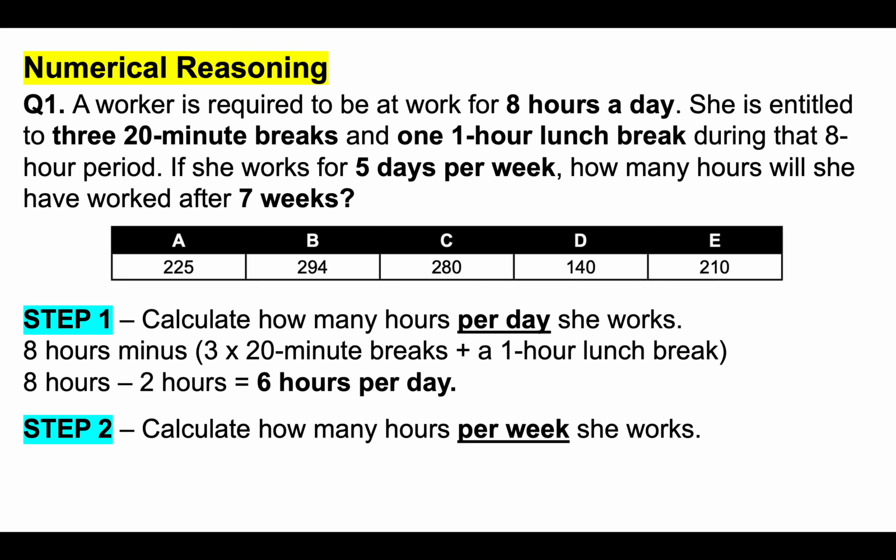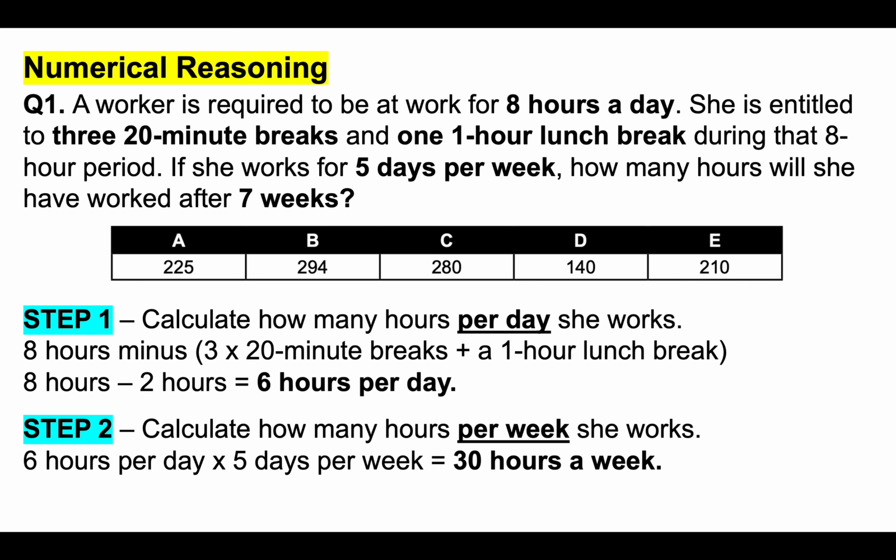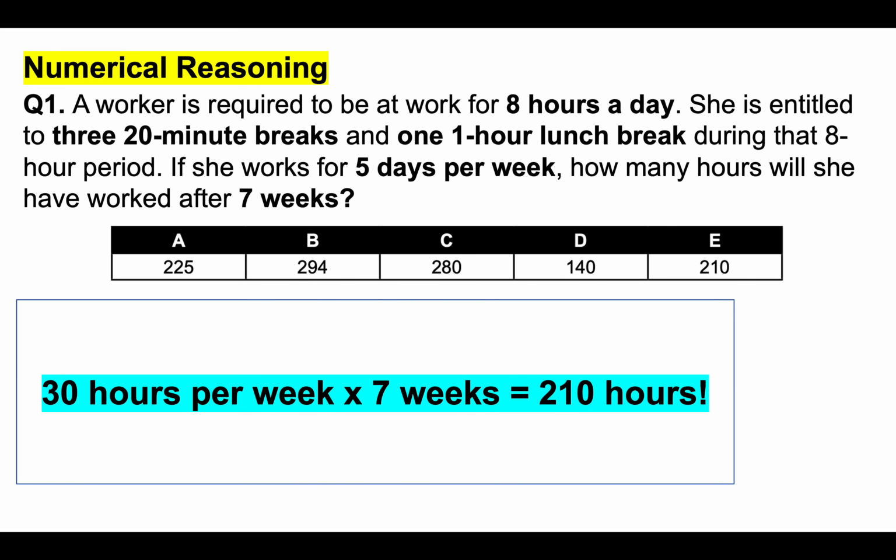And then we calculate how many hours per week she works. Well, 6 hours per day times 5 days per week equals 30 hours a week. And because we need to calculate the answer over 7 weeks, all we do is multiply 30 by 7 weeks equals 210 hours. So we would select E as the option. Now that's taken us about a minute to work through. We would need to be faster during the aptitude test in order to gain a pass.